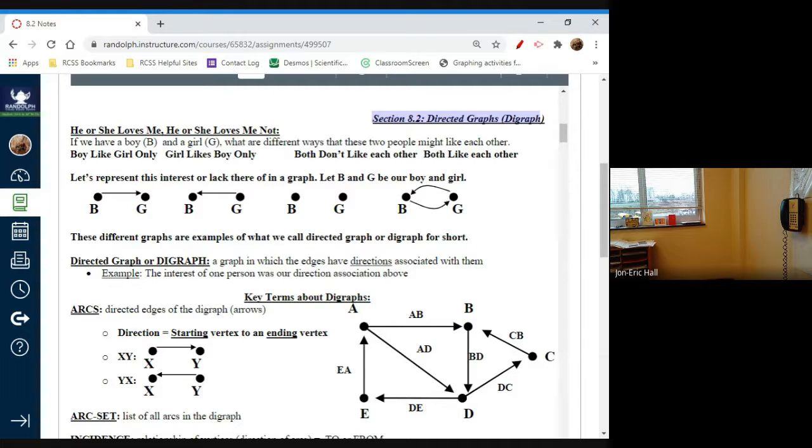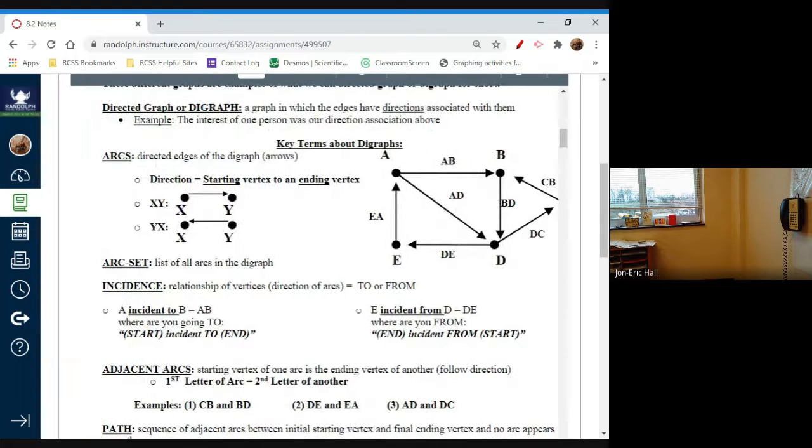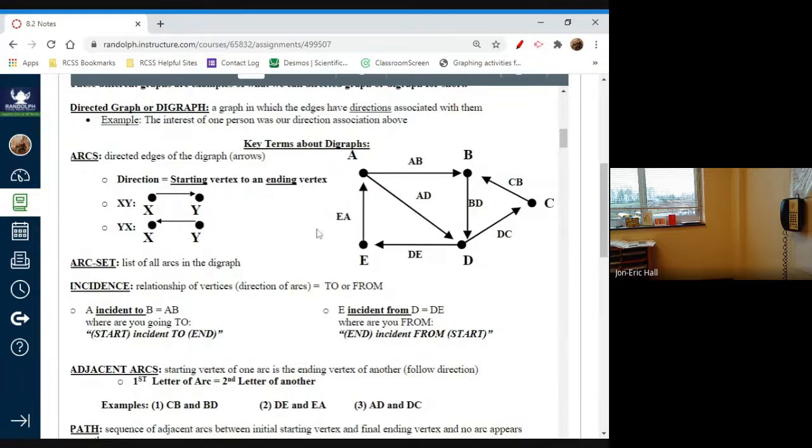So some key terms about digraphs. These are some things that you're going to want to keep in your knowledge bank. Not a ton here. Some of them you've heard before, hopefully. If not, that's okay. It's not the end of the world. Arcs. Arcs are the directed edges of the digraph, or the arrows, right? So that first bullet there says direction equals the starting vertex to an ending vertex. That is the direction. Draw an arrow from where you start to where you end.